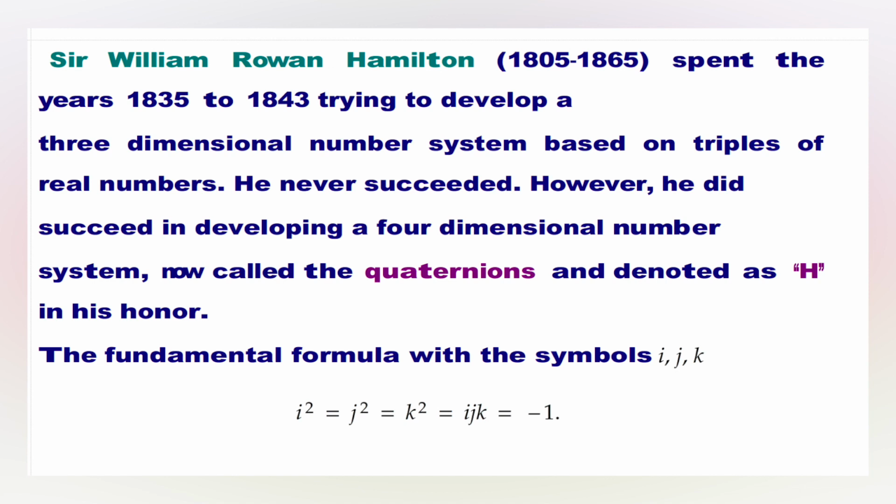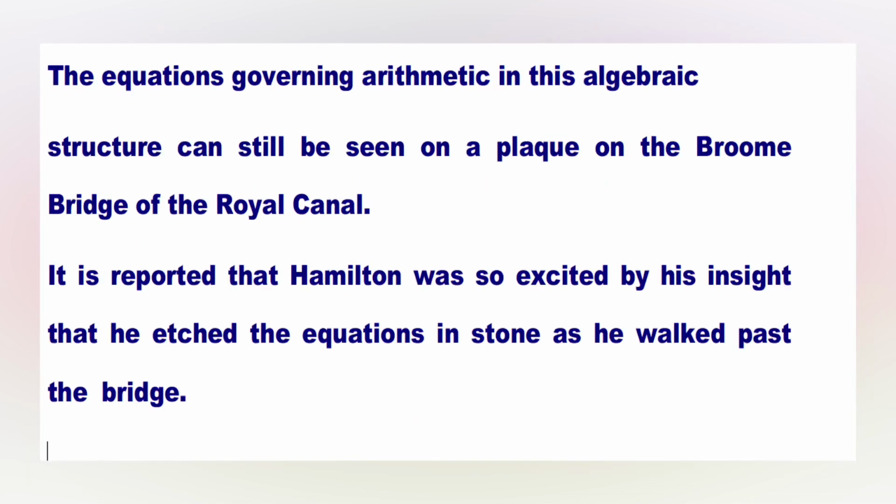H in his honor. The fundamental formula with the symbols i, j, k is i² = j² = k² = ijk = −1. The equation governing arithmetic in this algebraic structure can still be seen on a plaque on the Broom Bridge of the Royal Canal. It is reported that Hamilton was so excited by his insight that he etched the equations in stone as he walked past the bridge.